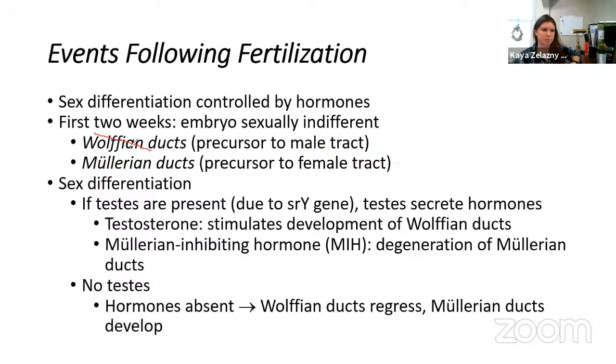We need to get rid of our Wolffian ducts, leaving only Müllerian ducts. And the way we kind of select these is using these hormones. So I want you to focus first on this Müllerian inhibiting hormone that's produced by the testes. So its name already tells you what it does, right? The testes produce this hormone that inhibits, right? So that helps us delete the Müllerian ducts.